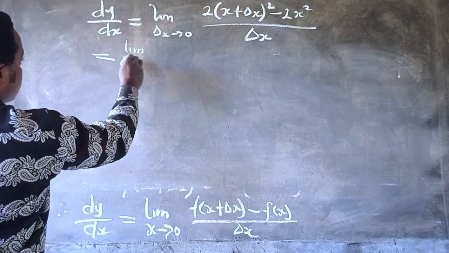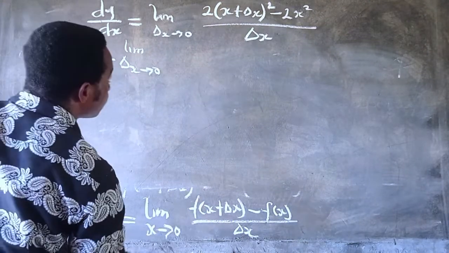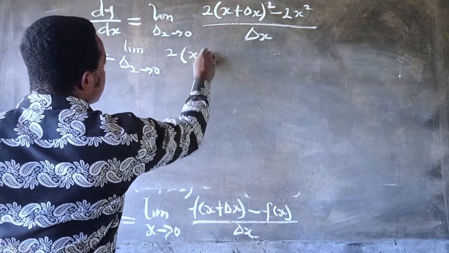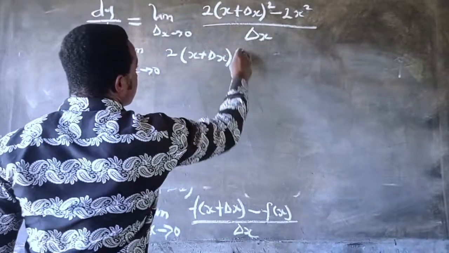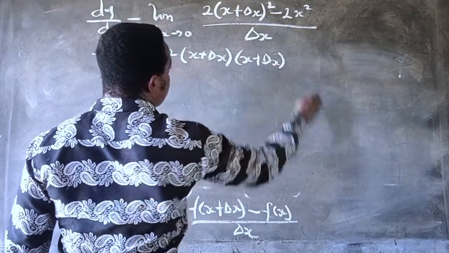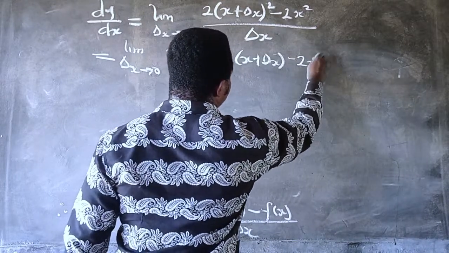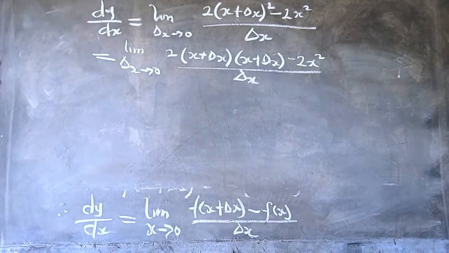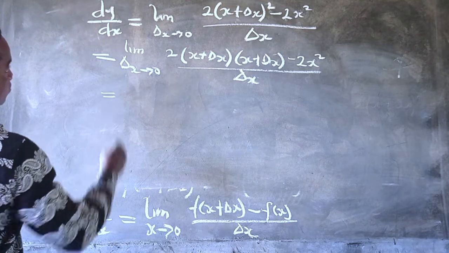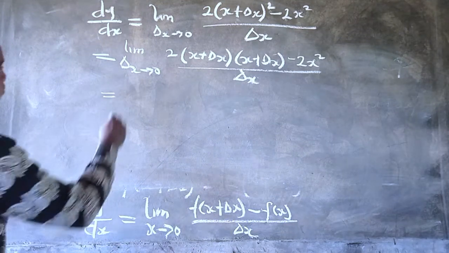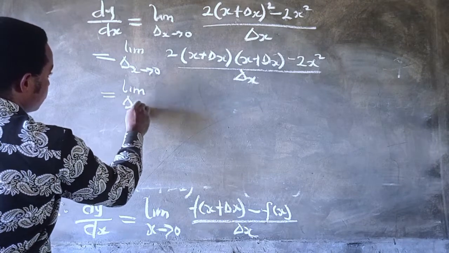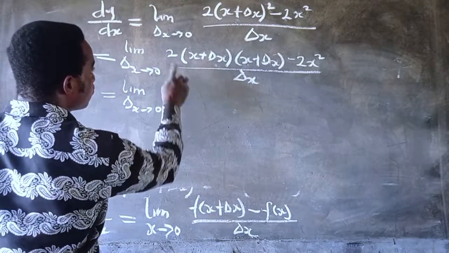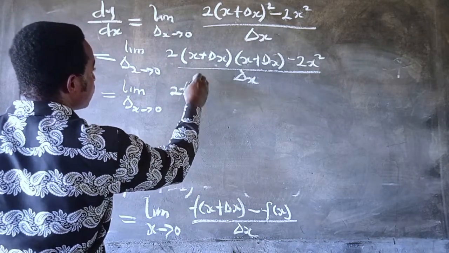Now to simplify this further, we have a bracket there raised to a power of 2. So we have to go on and simplify that. Let us express that in another form by repeating that bracket, and minus 2x squared, all divided by delta x. This equals the limit as delta x approaches 0. So we can go on and open that bracket first, or we can open the bracket in the front first. So let's do this first.